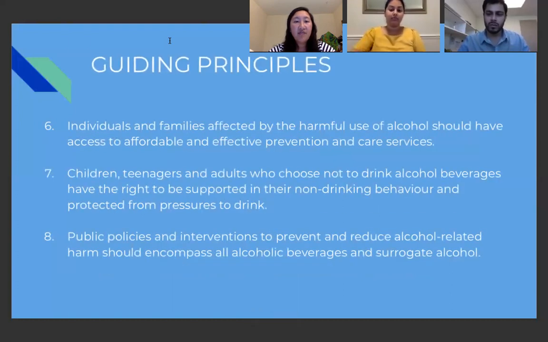6. Individuals and families affected by the harmful use of alcohol should have access to affordable and effective prevention and care services. 7. Children, teenagers, and adults who choose not to drink alcoholic beverages have the right to be supported in their non-drinking behavior and protected from pressures to drink. And finally, 8. Public policies and interventions to prevent and reduce alcohol-related harm should encompass all alcoholic beverages and surrogate alcohol.